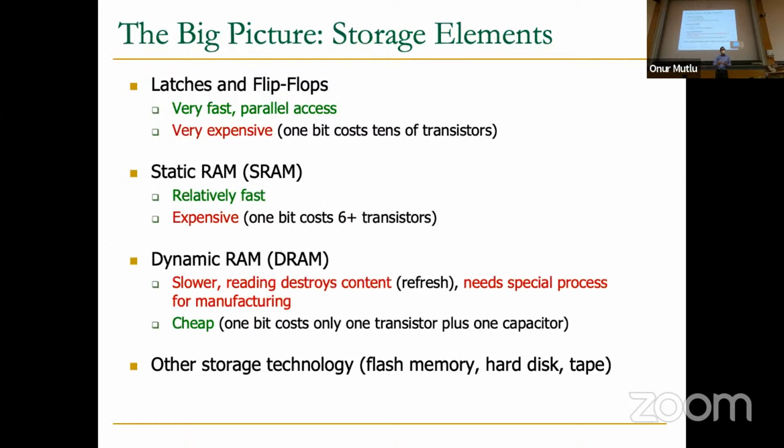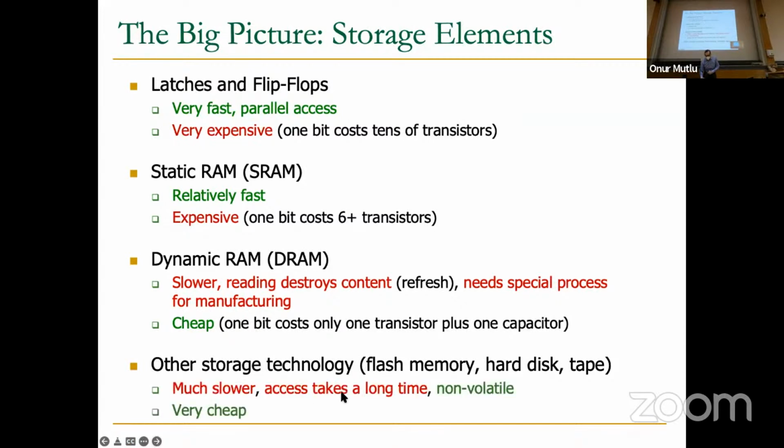Dynamic RAM, we talked about DRAM at the beginning of the lectures just to motivate, right? This is slower. This is what main memory is made of. Reading destroys content. We talked about refresh, needs special process for manufacturing because it's capacitor based, but it's cheap. 1 bit costs only 1 transistor plus 1 capacitor. That's why this is main memory. It's outside of the CPU almost always. And you can have many billions of bits over here.